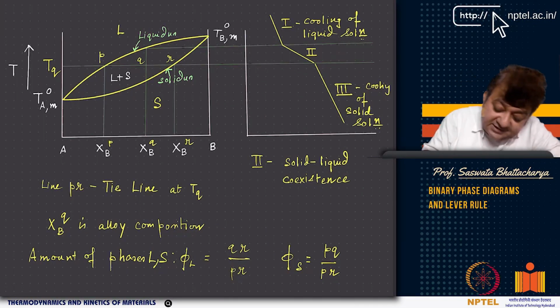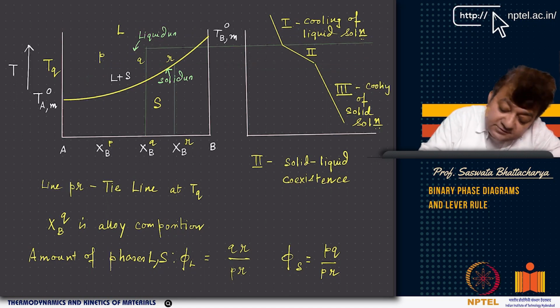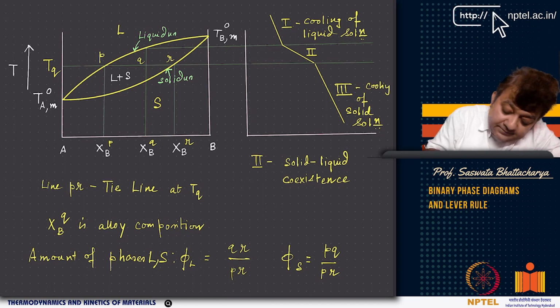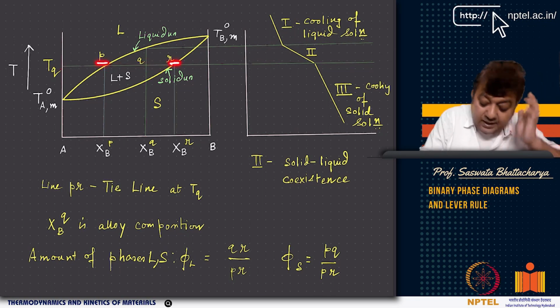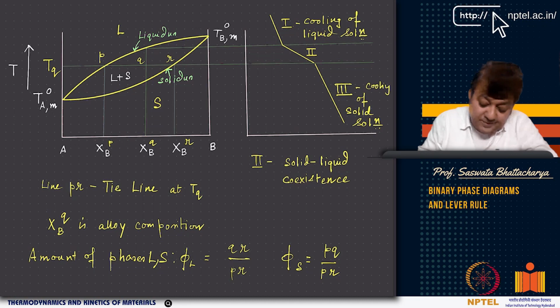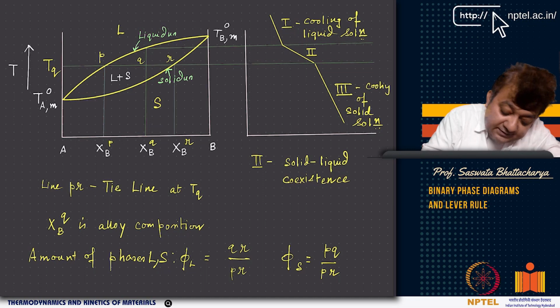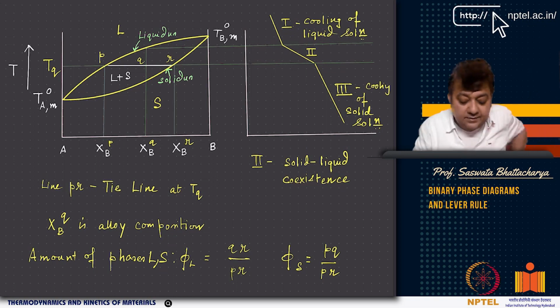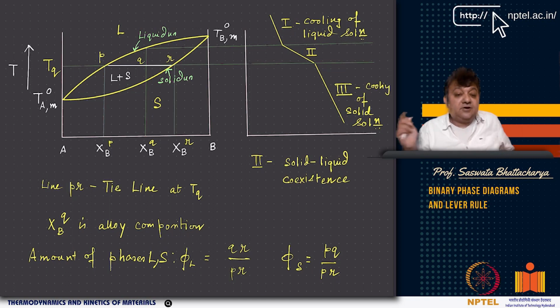Now if you look at the lens again, as I told you, you have this tie line at temperature TQ, and you have P, R and Q. Q is your alloy composition. The line PR is the tie line at TQ. So I can draw a tie line, which is slightly thicker, here. This is the tie line that you only draw in the two-phase region.